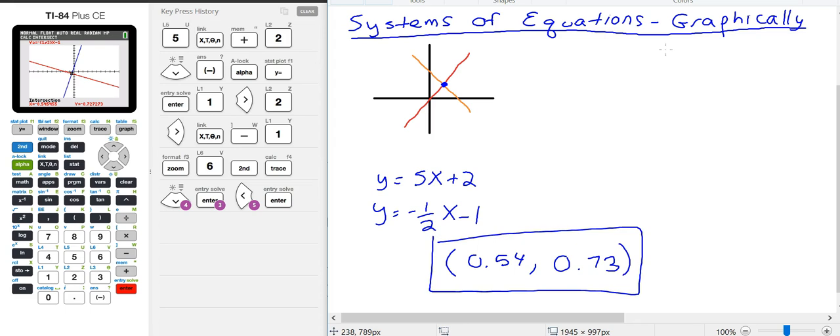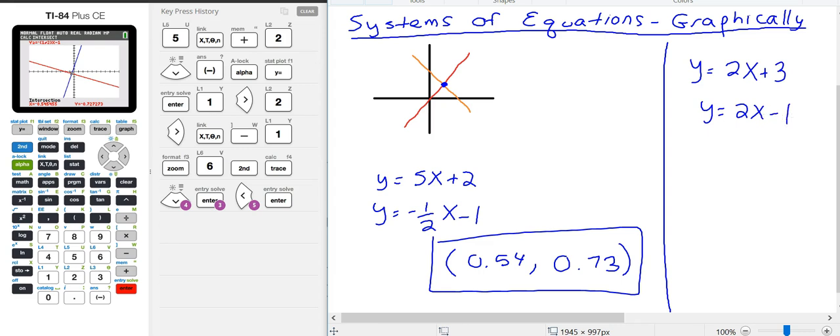An important thing to note is, let's say you have two parallel lines. Two parallel lines will never cross. So let's say you have y is equal to 2x plus 3 and y is equal to 2x minus 1. These two equations have the same slope. They both have a slope of 2, so they will never cross. Let's actually graph them to see how that looks.